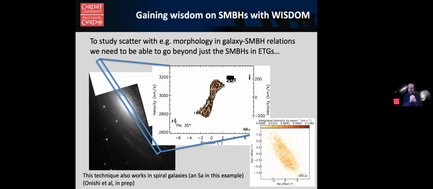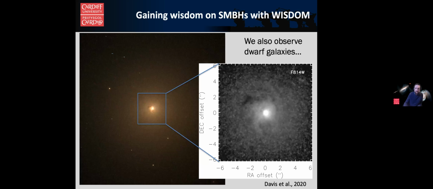So we can also measure black hole masses in these spiral galaxies, but not just spiral galaxies. We can also push and observe dwarf galaxies. So this is an example. This is a galaxy that was also featured in Anil's talk earlier, NGC 404. It's a dwarf elliptical galaxy just outside the local group. And you can see in this ground-based image and also in the HST blow-up of the center, there is a flocculent dust disk around the center of this object.